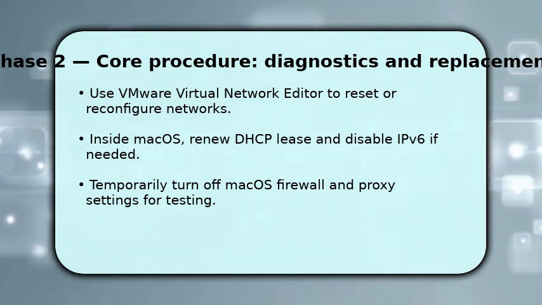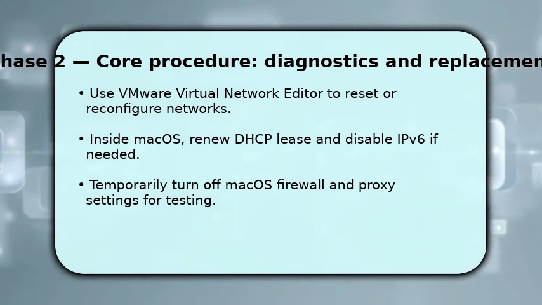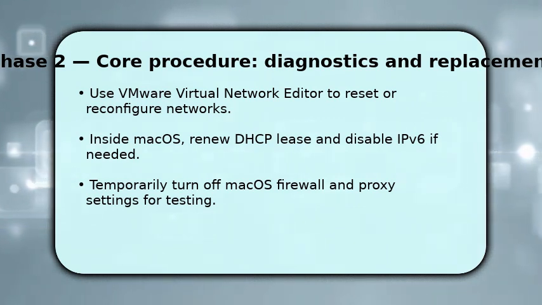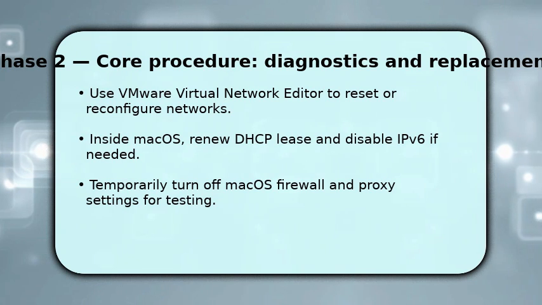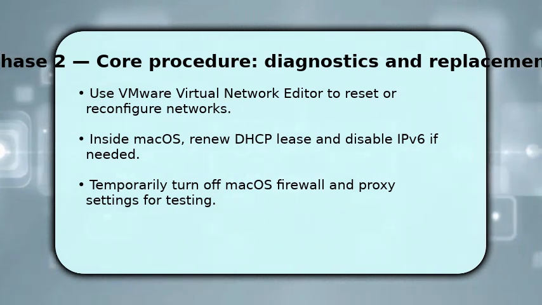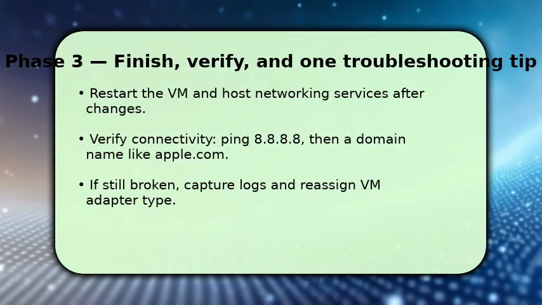Make sure to disable IPv6 temporarily if your environment doesn't support it, because mismatched stacks can block traffic. Also, turn off the macOS Firewall and any proxy settings while testing to determine whether local protections are the cause. You finish by restarting the VM and, if necessary, restarting host networking services so all changes take effect.